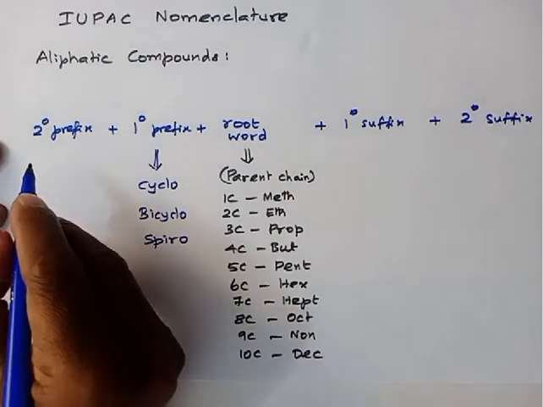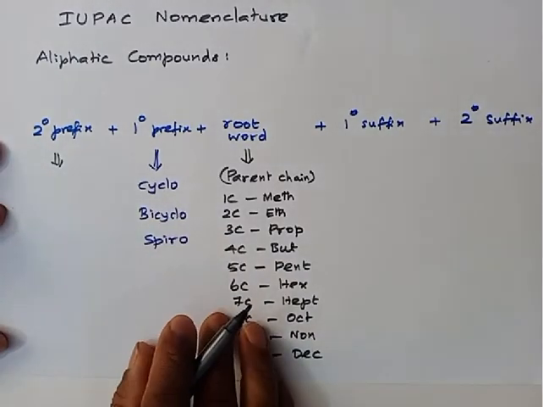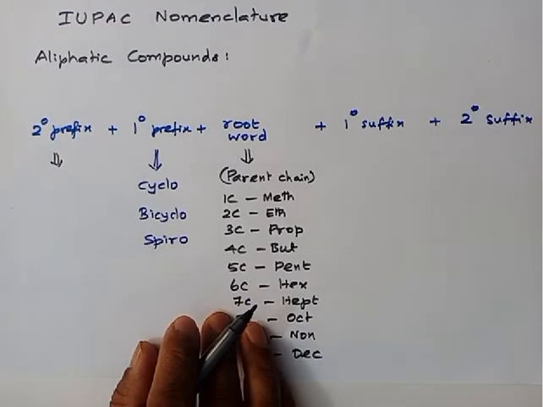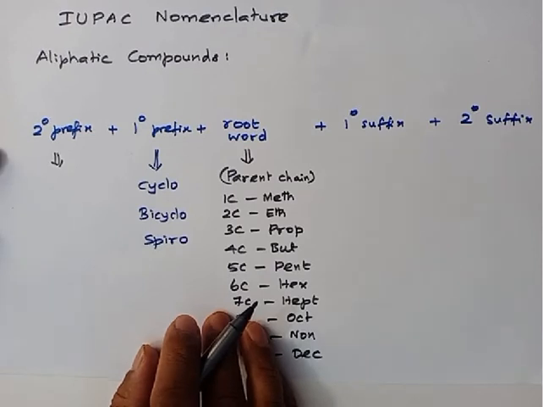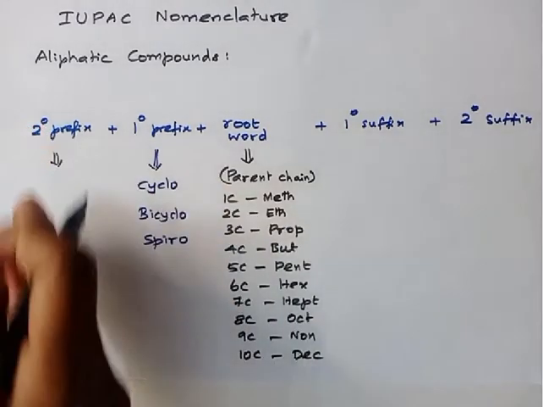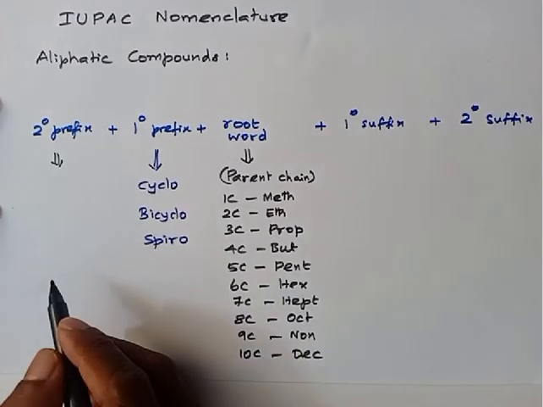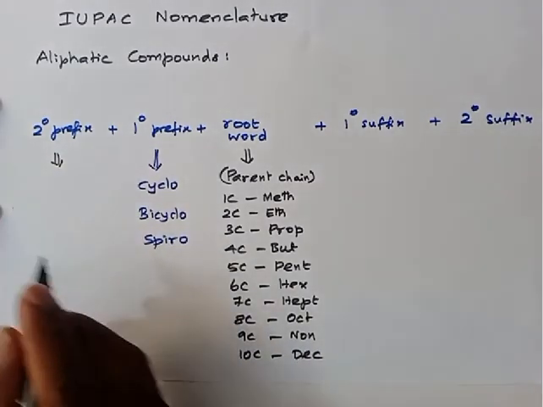Then what about the secondary prefix? The secondary prefix gives information about the substituents. You know very well, when we fix the longest carbon chain, the groups which are not part of the chain are usually considered substituents. The substituents should be named in the secondary prefix. Let me give some of the groups which come in the secondary prefix.